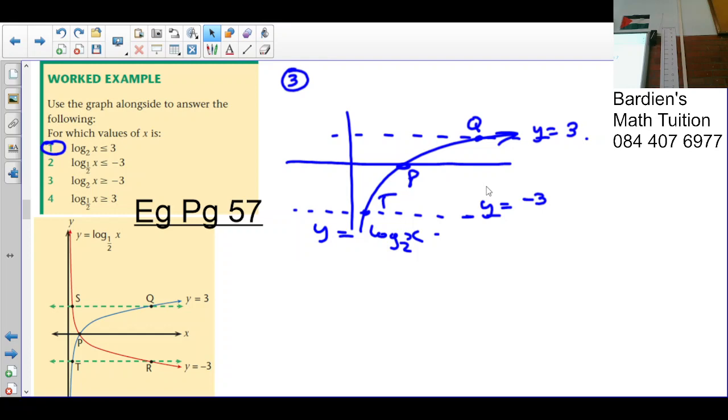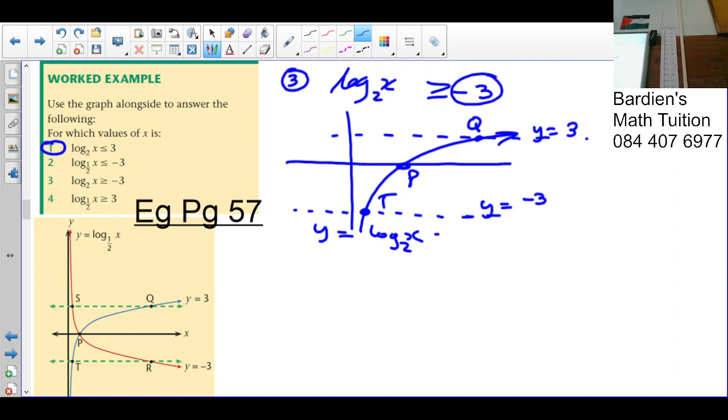Okay. So let's look at this graph here, number 3. We've got log x base 2 is greater or equal to negative 3. So at which point are we going to look now? At point T, not R, it's point T, which is this point here. Why? Because we've got a y value of minus 3. You all okay with that?